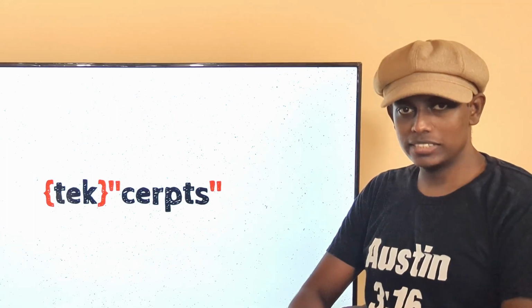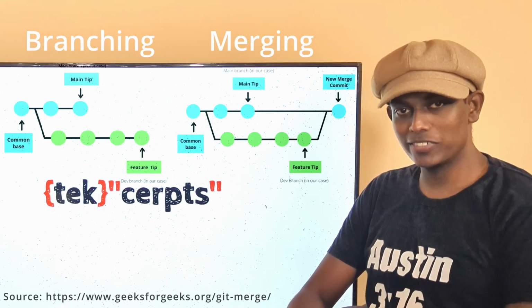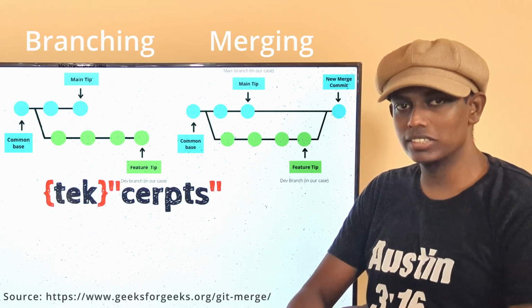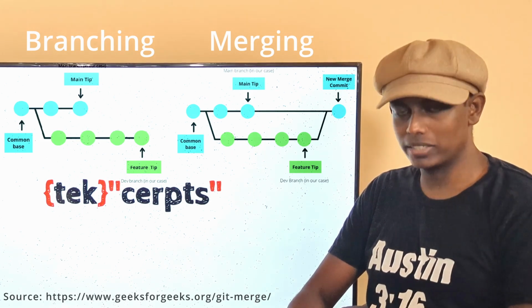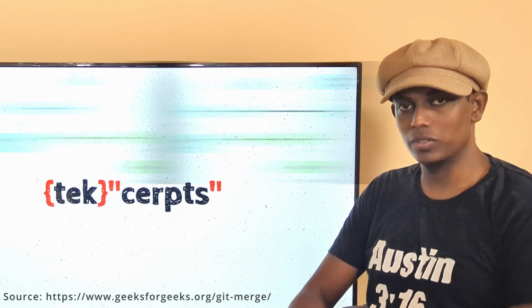One of the most powerful features of Git is its support for branching and merging. A branch is a separate line of development that allows you to work on new features or bug fixes without affecting the main code base. Once you finish your work on a branch, you can merge it back into the main code base.